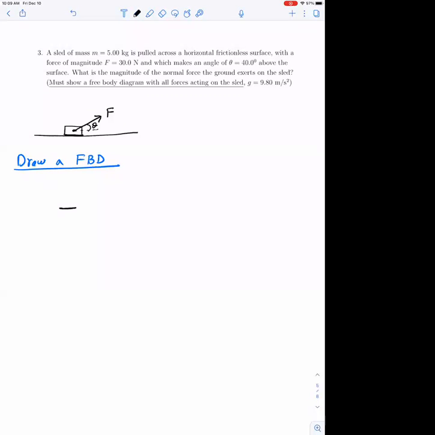So here is the sled. Again, I'm just drawing it. That's all I'm doing. I'm not drawing the floor, the person, or anything like that, pulling on this. That is the free body. I've freed the body, and now all I'm going to do is draw all the forces that are acting on it.